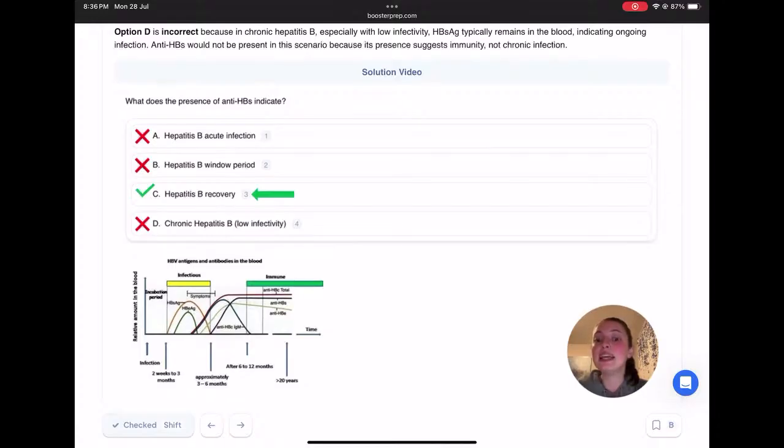hepatitis B E antigen. When you're in that window period, you will not have any surface antigens, you will not have any surface antibodies, but you may have antibodies to the C antigen. And when you have cleared an acute infection or when you have gained immunity through a vaccine, you will only have antibodies to the hepatitis B surface antigen. So for this question, specifically, the presence of antibodies to the hepatitis B surface antigen would indicate hepatitis B recovery or immunity through a vaccine.